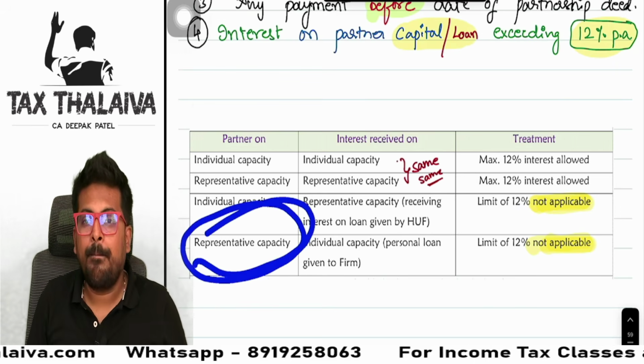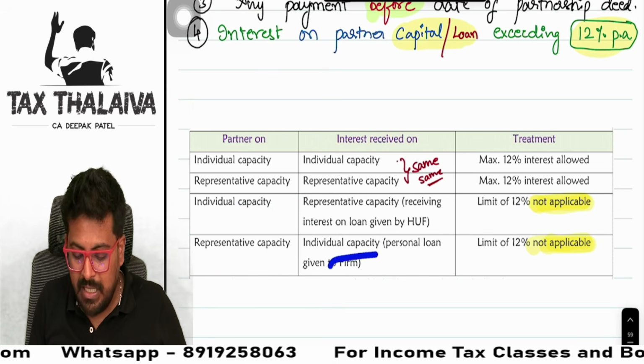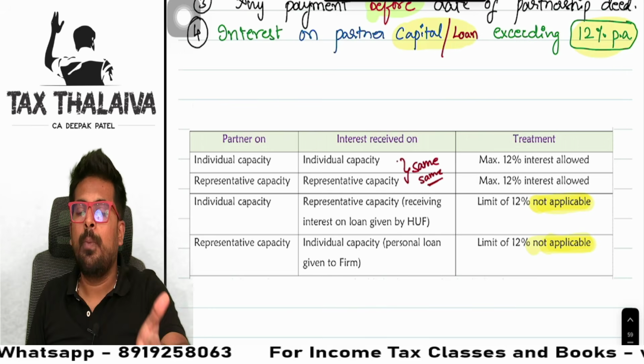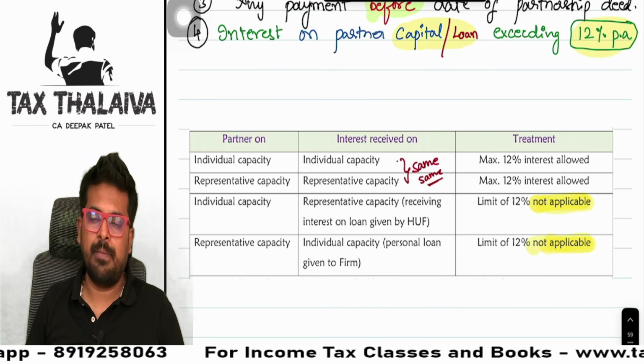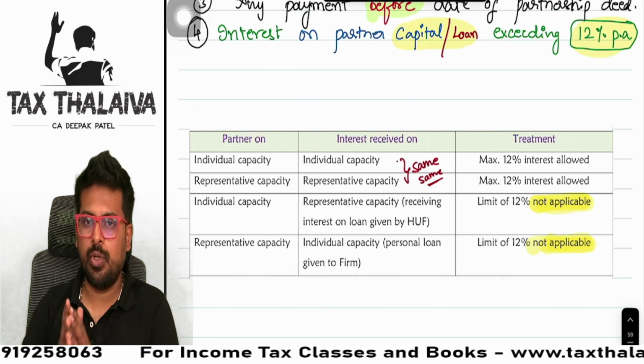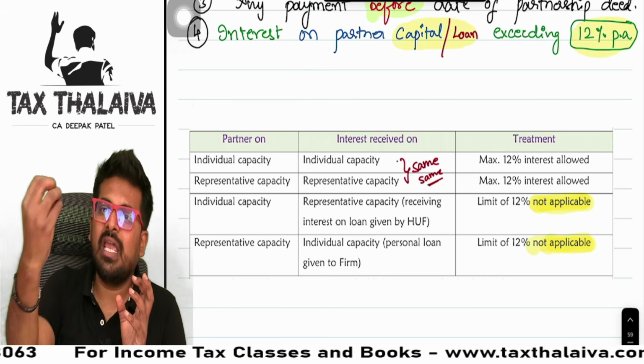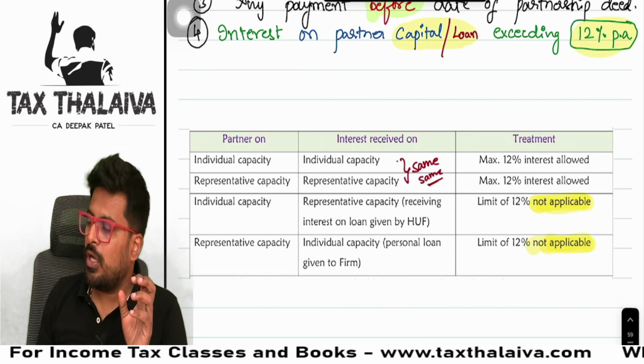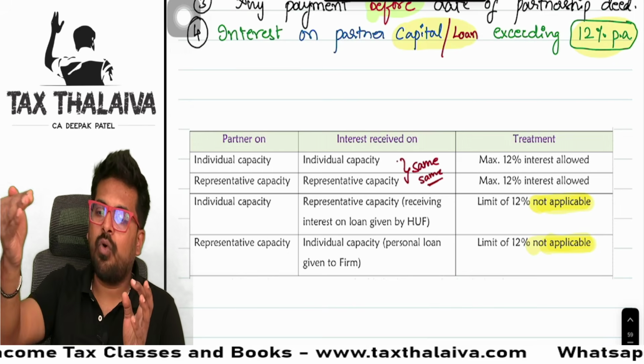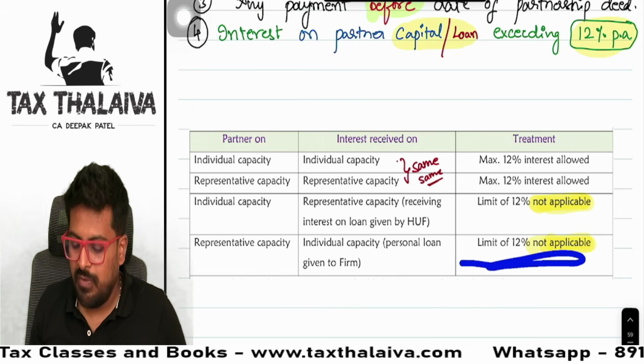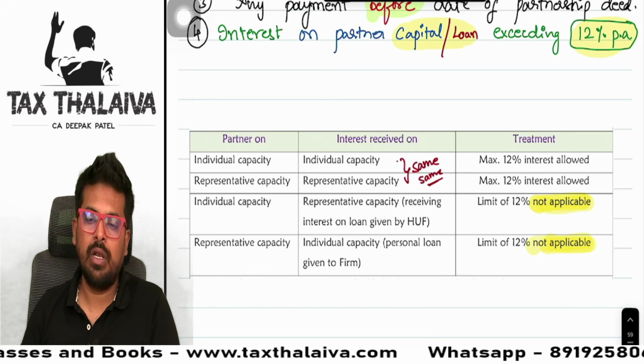And if I am a partner in a representative capacity, but I am receiving interest in an individual capacity. Let's say, for example, I am the karta of a HUF, but I personally gave a loan to the partnership firm. The HUF is a partner in the partnership firm. Then whatever interest I receive will not be subject to the limit of 12%.